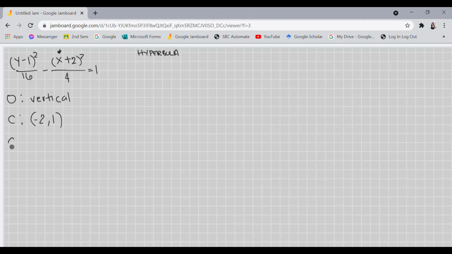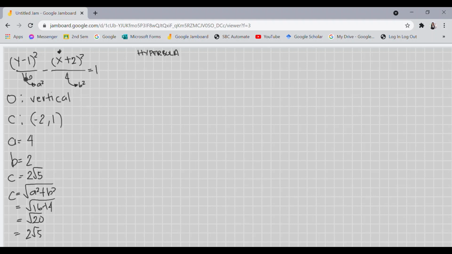Okay? And then the value of a is always on the first term. So this is your a squared, this is your b squared. Therefore, a is equal to 4, since 4 is the square root of 16. And for b, the square root of 4, we have 2. And then for c, we compute the square root of a squared plus b squared. So we have 16 plus 4. That gives us the square root of 20, or simply 2√5. So we write here 2√5.